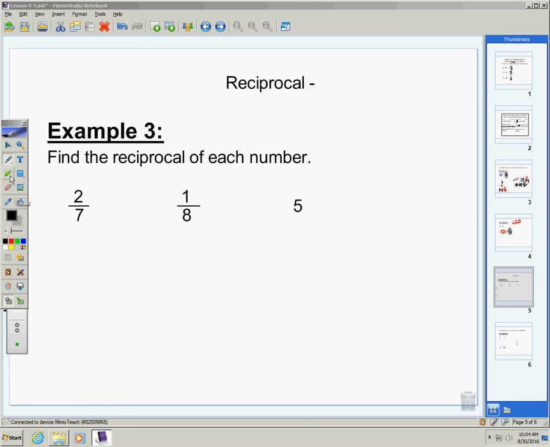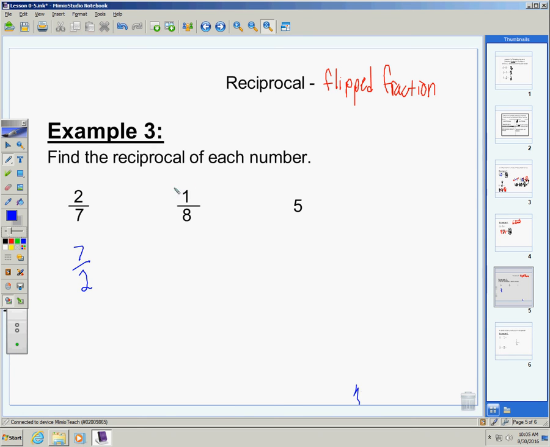Looking at example 3, first thing we need to talk about are reciprocals. And reciprocals, I just want you to write down flipped fraction. All it means when you find the reciprocal is that you are flipping the fraction. So what does that look like? Well, to find the reciprocal of each number, 2/7, the reciprocal of 2/7 would just be 7/2. All I did was I flipped this fraction. Denominator became the numerator, numerator became the denominator.